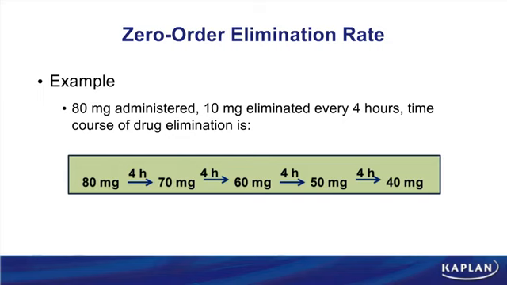Check the amount. How much drug did we lose in the first 4 hours? We lost 10 milligrams. How much in the second 4 hours? Also 10 milligrams. In the third 4 hours, 10 milligrams. And in the fourth period of time, we lost 10 milligrams. We are losing a constant amount per unit time. We're losing 10 milligrams every 4 hours. So if I'm ever given numbers like this, very easy to tell if I'm dealing with first order or zero order. I simply look at the amount that I'm losing per unit time.